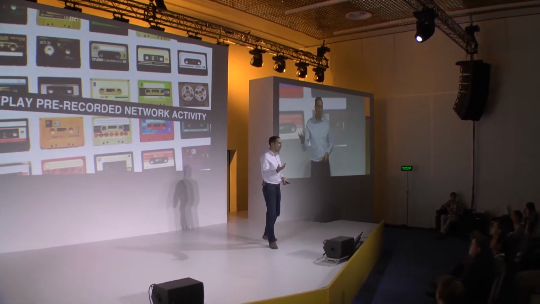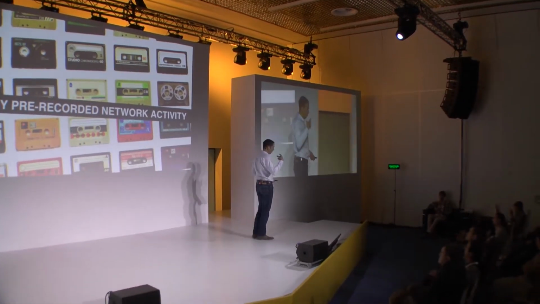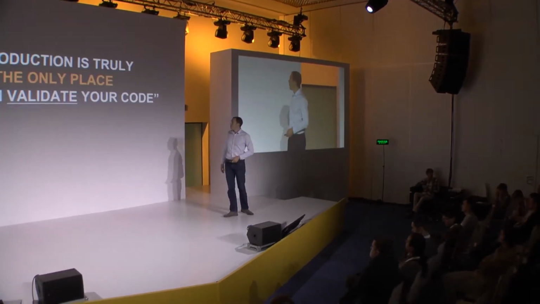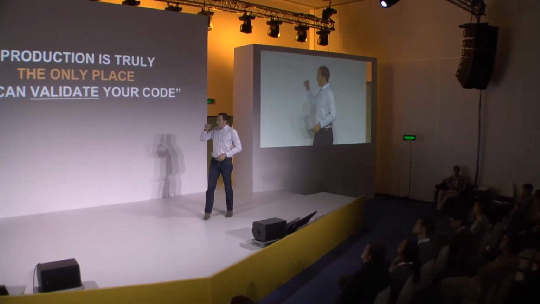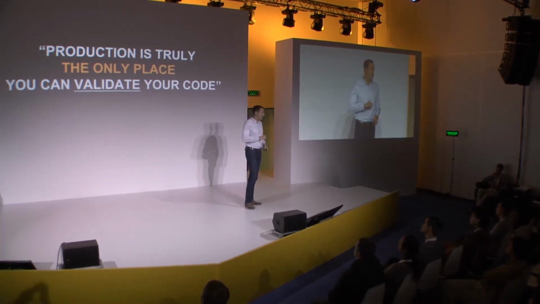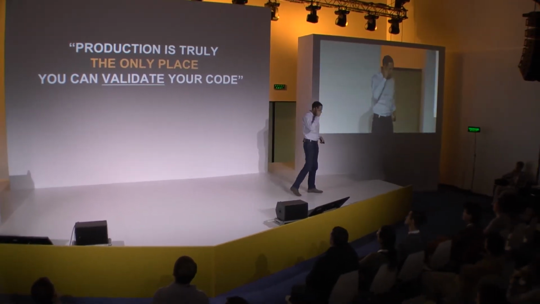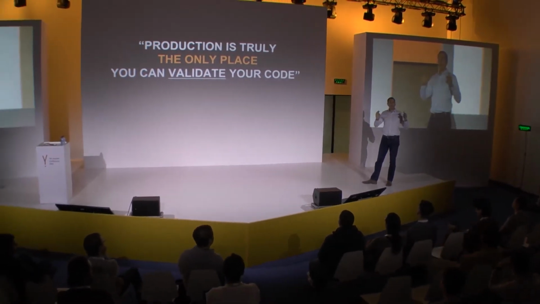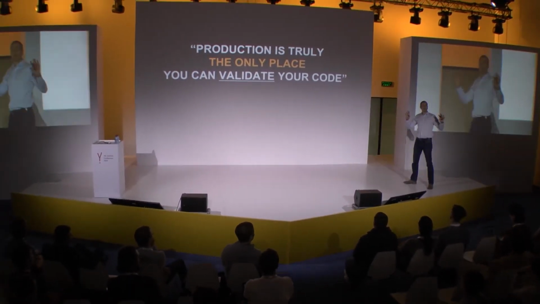There are Ruby projects like VCR that allow you to collect everything that you do at the HTTP level. And this is interesting because this is a quote from the CTO of Etsy: the production environment is the only place where you can validate your code. Don't get me wrong, I'm not telling you not to test your code, or to test it in production. I'm telling you that you validate your code in production.